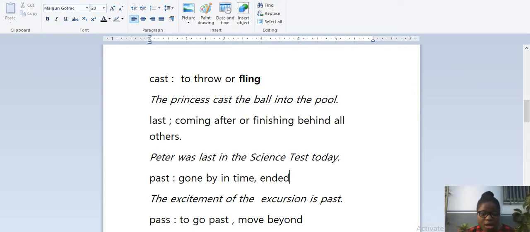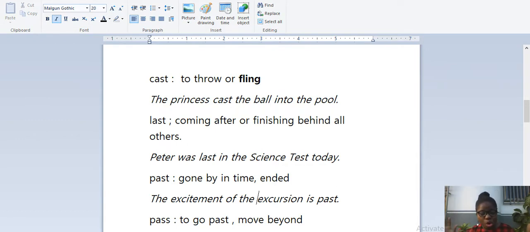That's it. So the excitement of the excursion is past. Let me remind you of one time when you had an excursion, and all of you were happy, jumping, discussing the excursion, and then the moment you all went and came back, the excursion is over. I don't think I've heard anyone discuss it. So this sentence is probably about that. The excitement of the excursion is past.